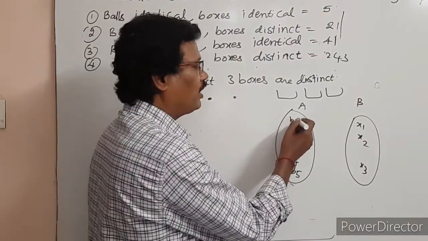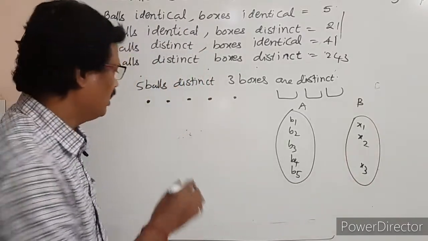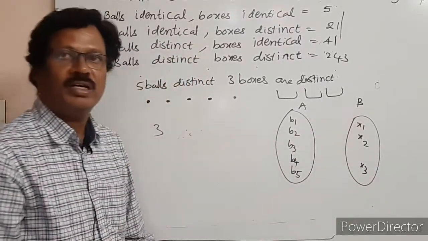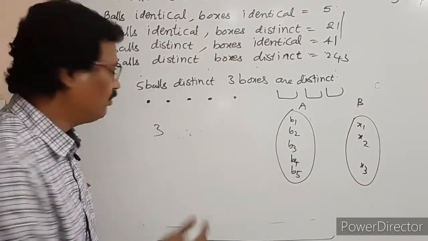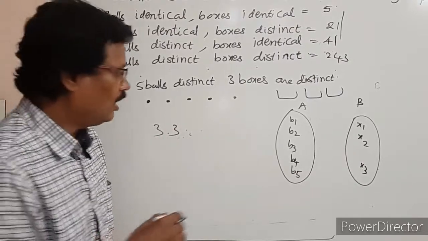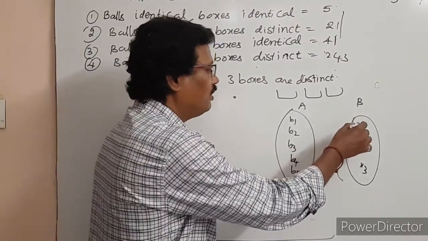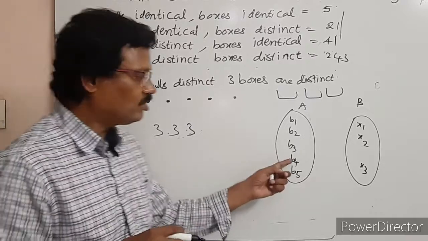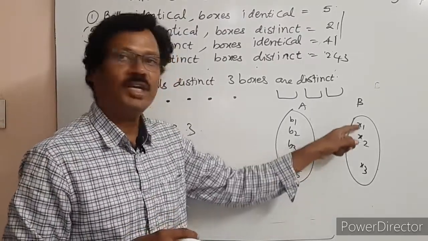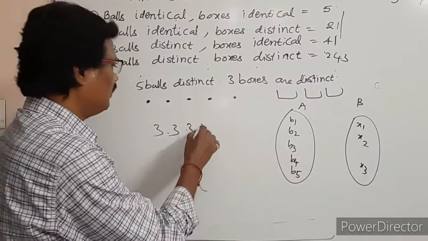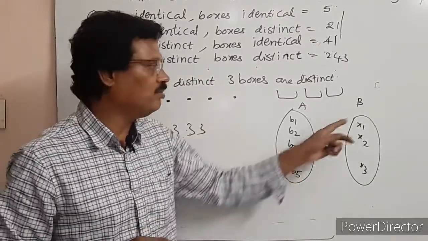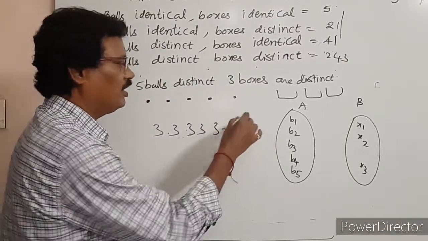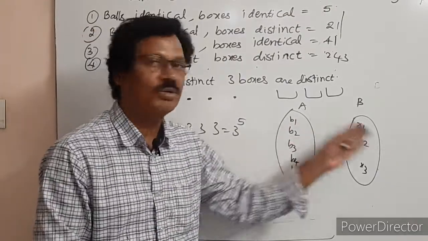Now, the B1 ball we can distribute into any one of the 3 boxes. That is 3 ways. Second ball also we can distribute into any one of the 3 boxes. Why? Because a box may be empty. That is also 3 ways. And B3 ball also we can distribute into any one of the boxes. That is also 3 ways. Fourth ball also can go into any one of the 3 boxes, 3 ways. And the fifth ball also, 3 ways. Total 3 power 5. This is nothing but the number of mappings from A to B.